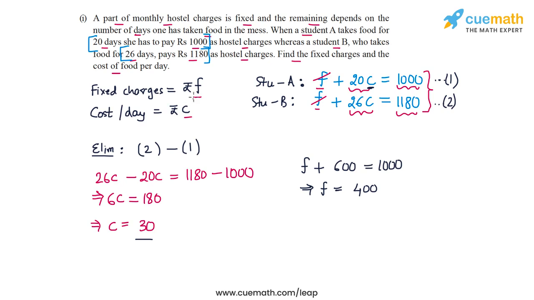So the answer that we get is that the fixed charge is ₹400 per month, and the cost per day of food is ₹30. And that completes part 1 of this question.